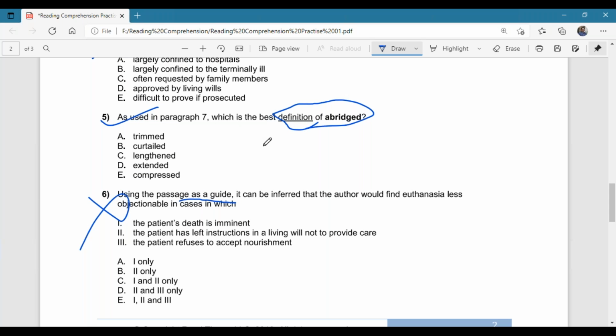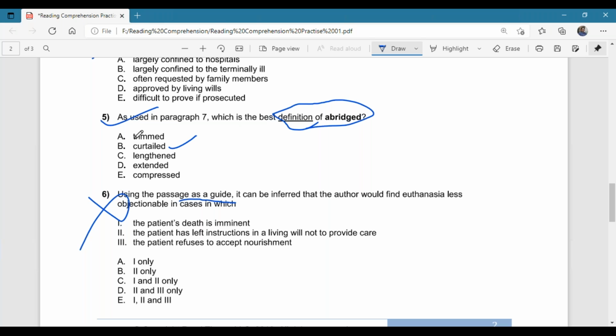As used in paragraph 7, which is the best definition of abridged? We just discussed abridged a few minutes ago. So can you guess what is the meaning of abridged? I explained to you what is abridged. Yes, shortened. Not compressed, shortened. Compressed means to reduce the actual size, but shortened in the sense completely to reduce the length of it. Compressed cannot be considered. So curtailed is the right one.